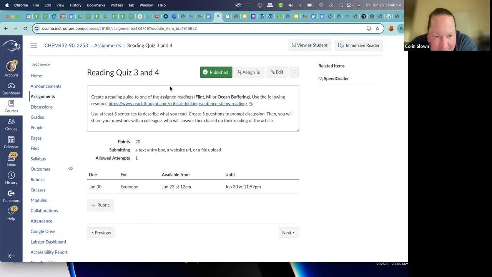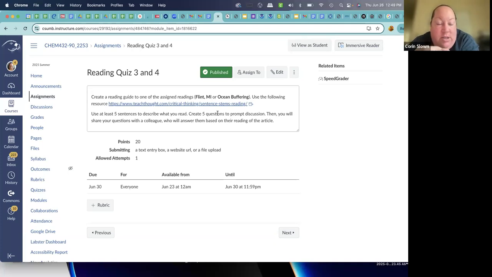And so the goal is for you to create at least 5 sentences to describe what you read in the article. Then your goal is to create 5 questions that you think would prompt discussion. Then you're going to share your 5 sentences and your 5 questions with me. And then I'm going to assign them to someone else in our class. They're going to read that article and respond to the questions.